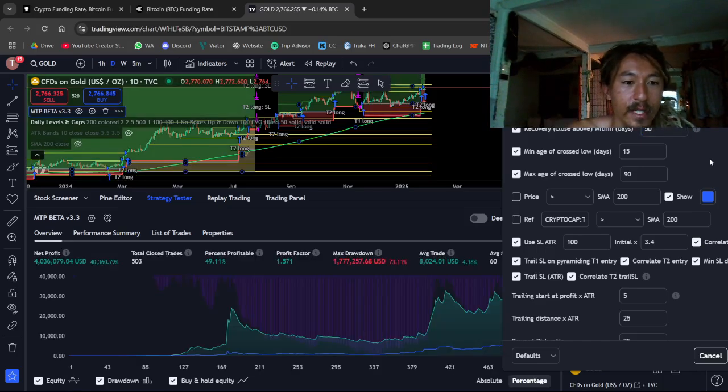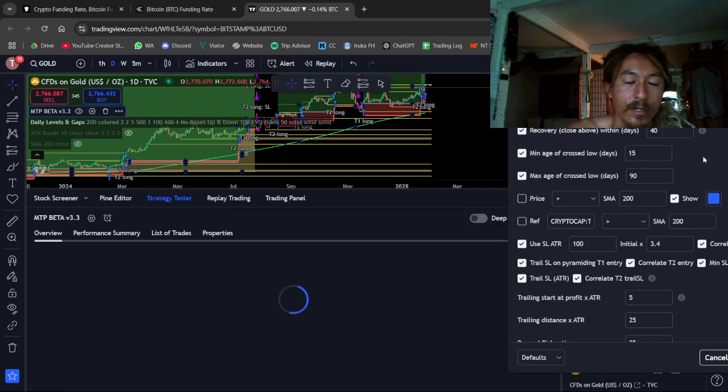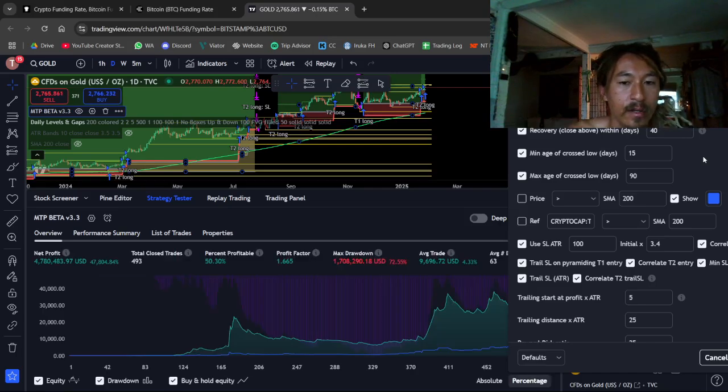Let's put it at 50 days. 50 didn't help. So maybe it's just Bitcoin that it would help. Let's look at Nasdaq. It needs to at least help 2 out of 3 for us to do it. 40 also not good.